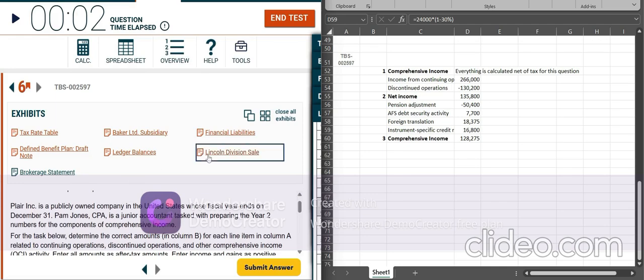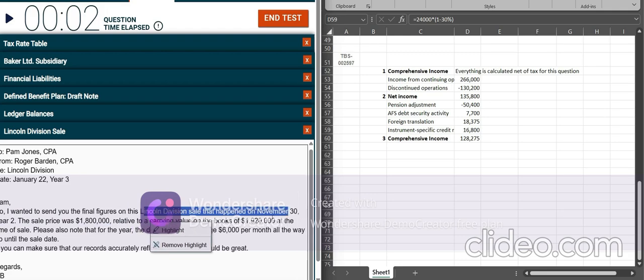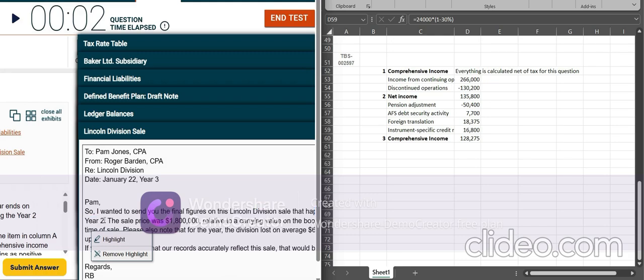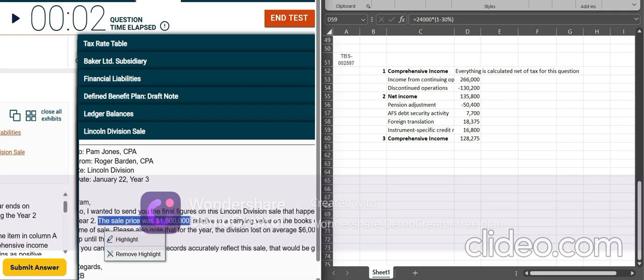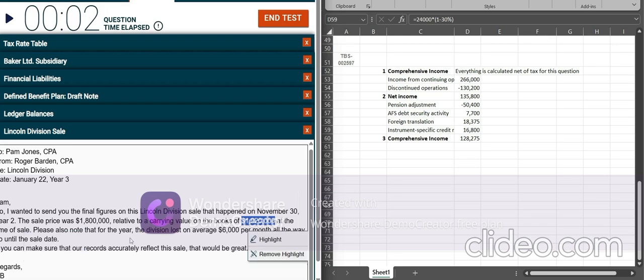Now on to the Lincoln Division sale exhibit. In the exhibit we can see that the sale of Lincoln Division happened on November 30 year 2, and the company follows a fiscal year which ends on 31st December, so in this year the company operated the Lincoln Division business for a total of 11 months, and the sale price was $1.8 million relative to a carrying value on their books of $1.92 million.